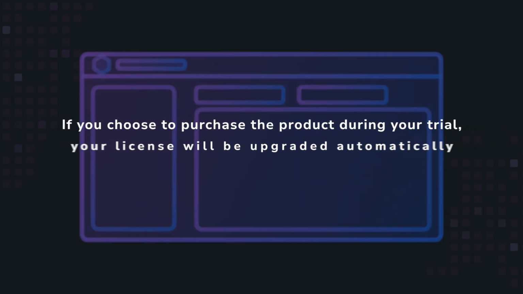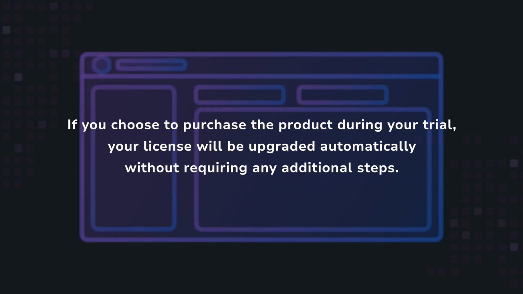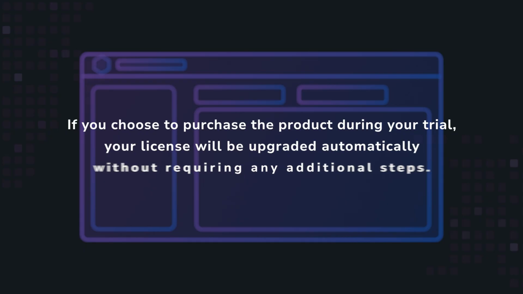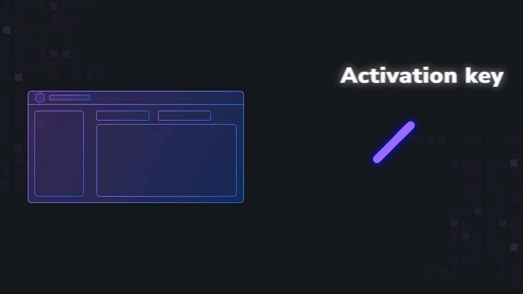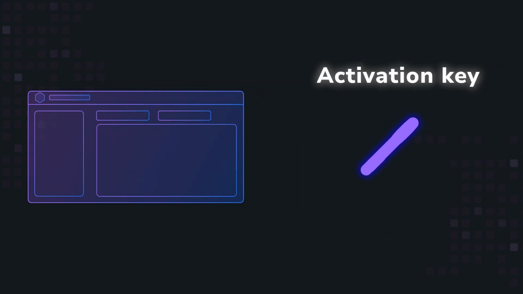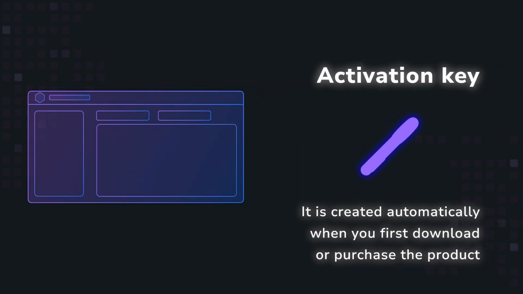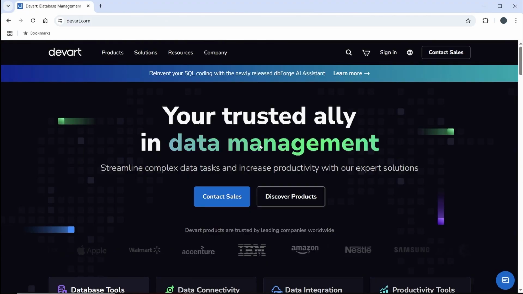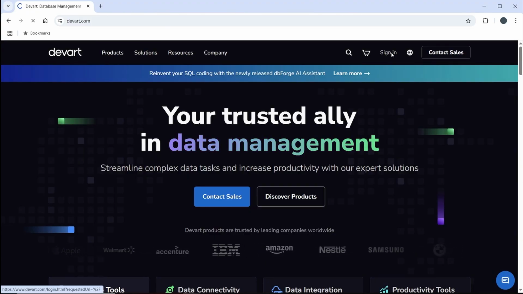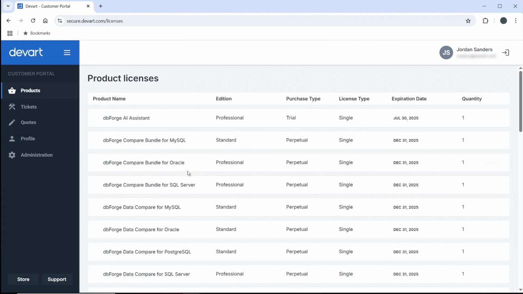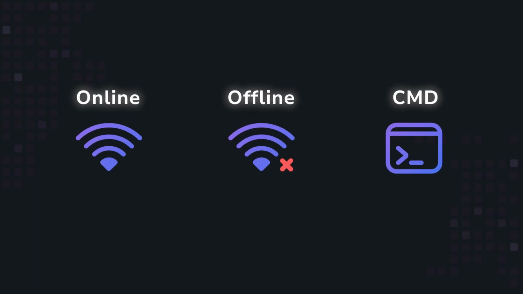If you choose to purchase the product during your trial, your license will be upgraded automatically without requiring any additional steps. To activate your product, you need an activation key. It is created automatically when you first download or purchase the product. The key is stored in your account on the Devart customer portal and is also sent to your email after it is generated. You can activate your dbForge product directly from the application, either online or offline, or via the command line.